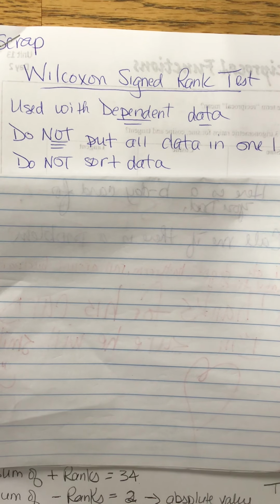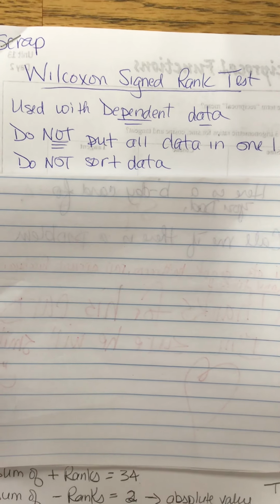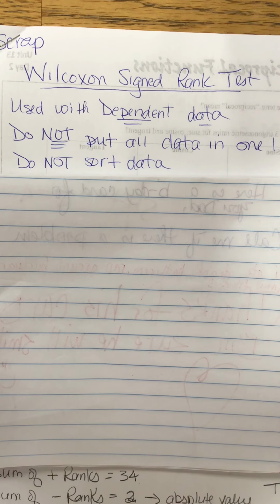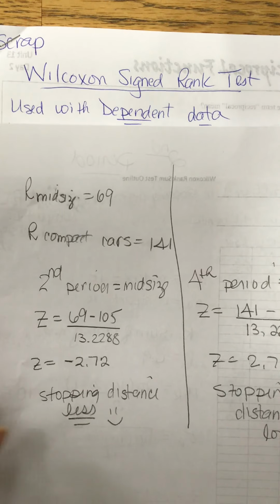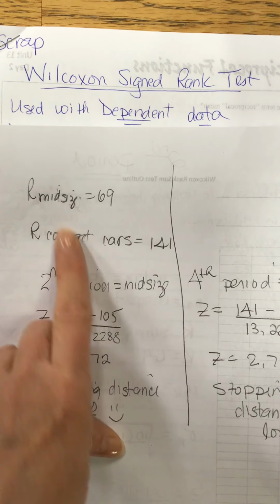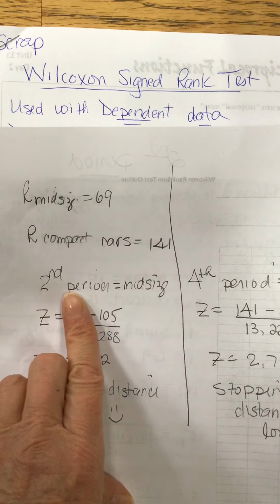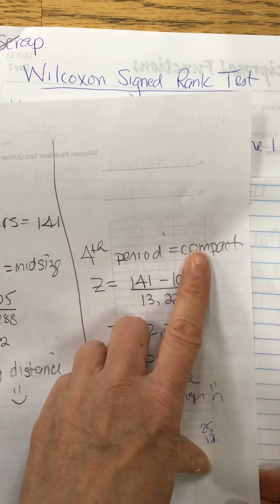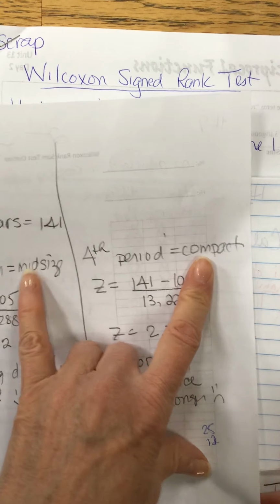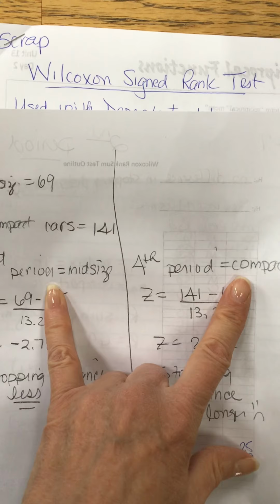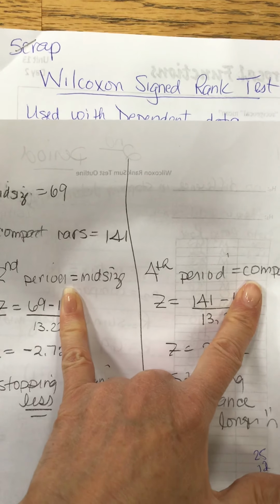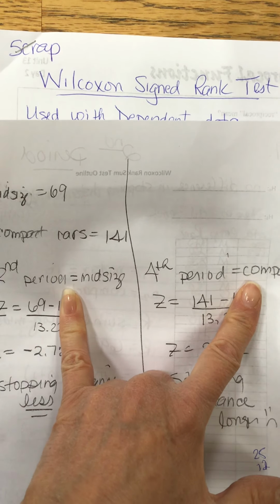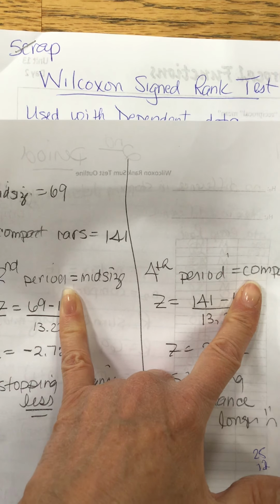Now the only difference, if you recall, I'm just going to show you a quick little piece of number 7. This is just the back of it. I didn't do the whole thing. Because the sample sizes were both the same, I said if you're in second period, the mid-size should be sample 1, and if you're in fourth period, compact should be sample 1. It doesn't matter, because the sample sizes are the same, you can find the ranks of either one, because it said find the sum of the ranks of the smaller class size.